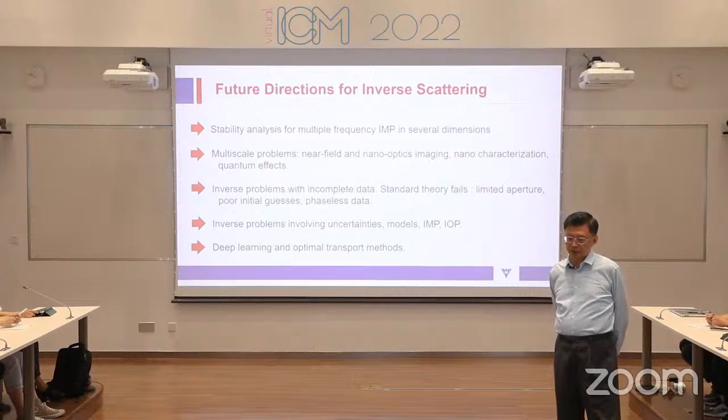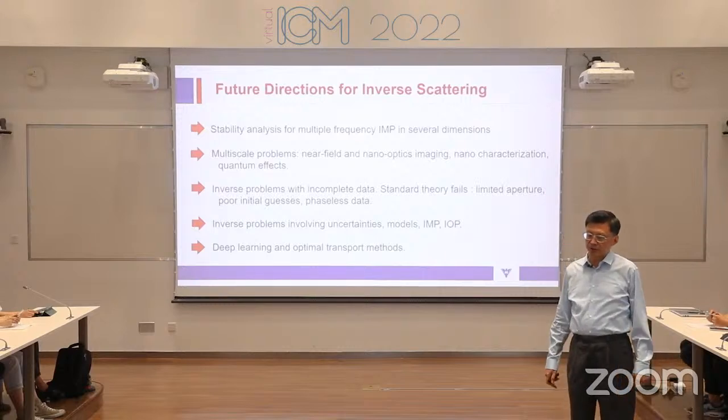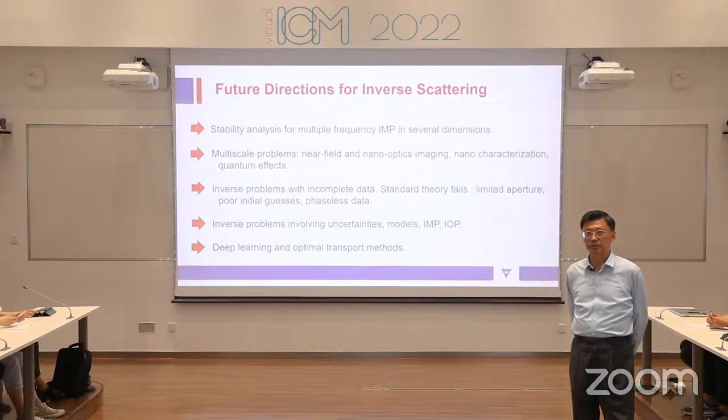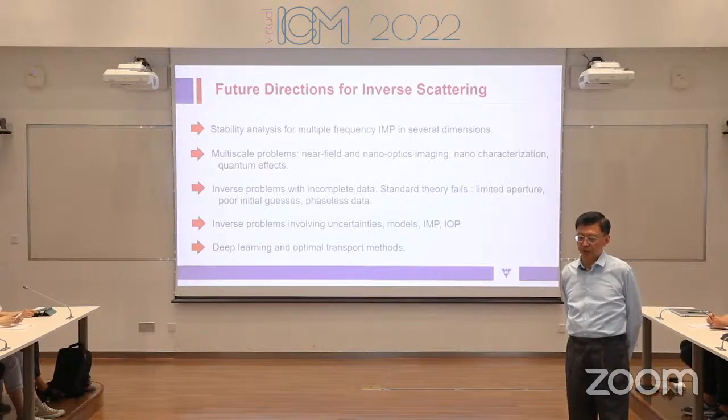As a third direction, we would like to study the inverse problem with incomplete data. Standard theory fails. This includes limited aperture, poor initial guesses, and phaseless data. In this case, although we don't have enough data to guarantee uniqueness in the classical sense, we still need to solve the problem.